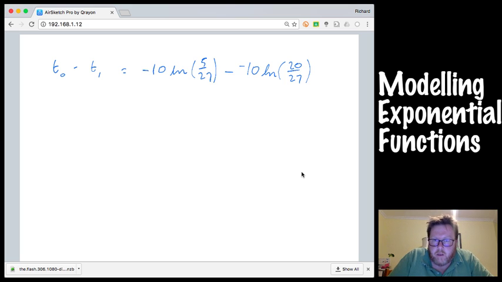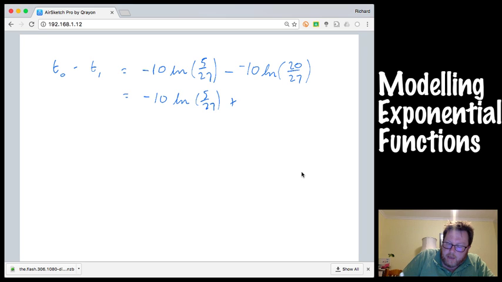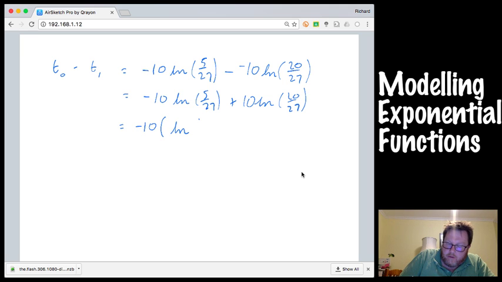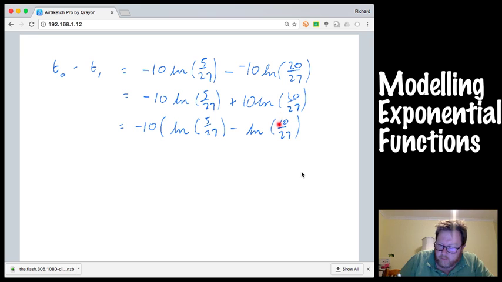Like so. Now I reckon we can do some clever things here. That's negative 10 ln 5/27 plus 10 ln 20/27. If I take out a common factor of negative 10, I'm going to have ln 5/27 minus ln 20/27.